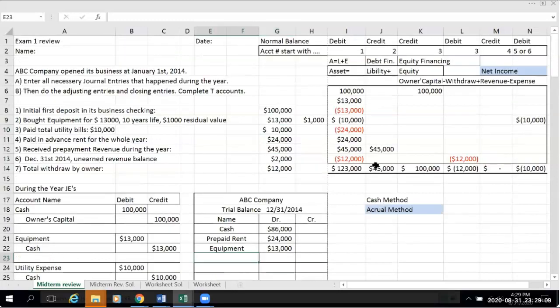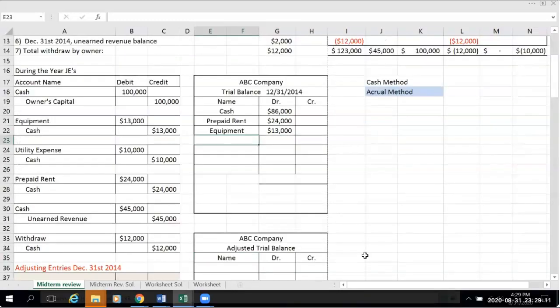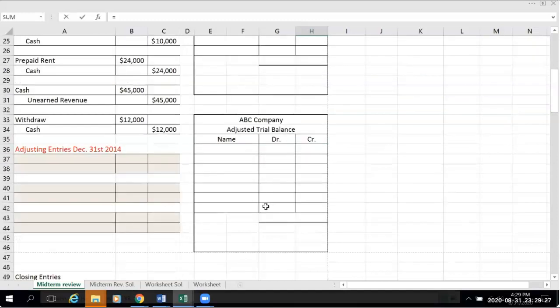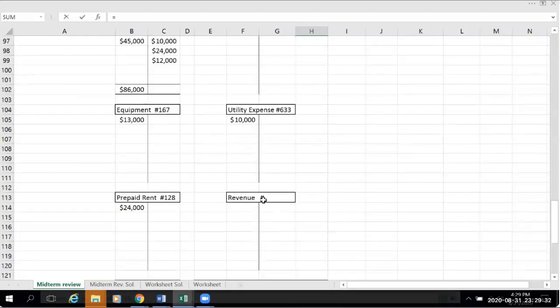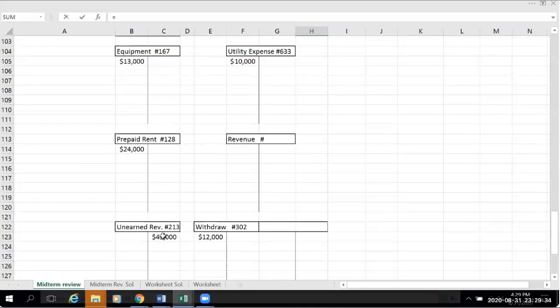Okay, the next one after asset is what? After asset is liability, right? Unearned revenue. Normal balance for unearned revenue liability is credit side, liability, credit side. So I go on the credit side, I say equals to, then go down, find your unearned revenue, 45,000.